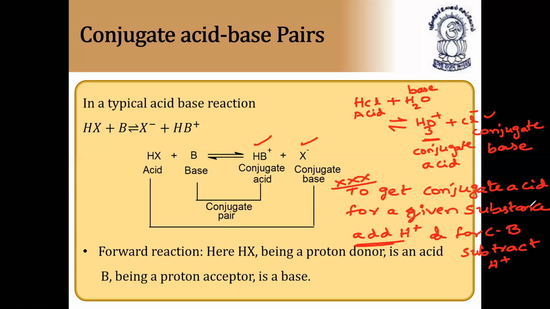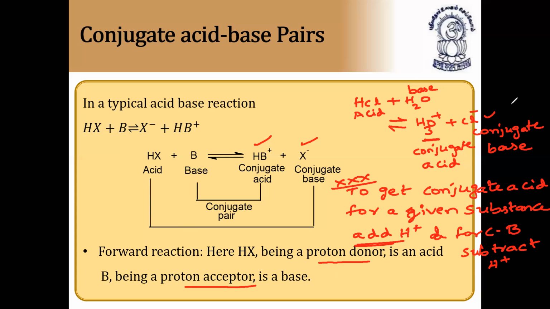So to get the conjugate acid for a given substance, add H plus, and to get the conjugate base for a given substance, subtract H plus. It is that simple. In the entrance examination, they'll give one substance and ask for the conjugate acid or conjugate base of it. To get the conjugate acid, simply add H plus ion. To get the conjugate base, simply subtract H plus ion. That's why it is also called the proton theory: proton donor or proton acceptor.